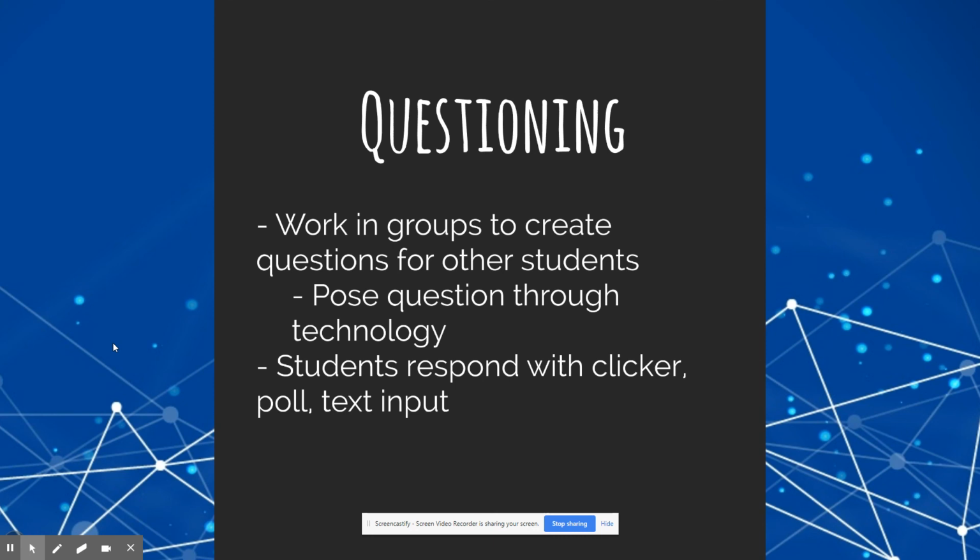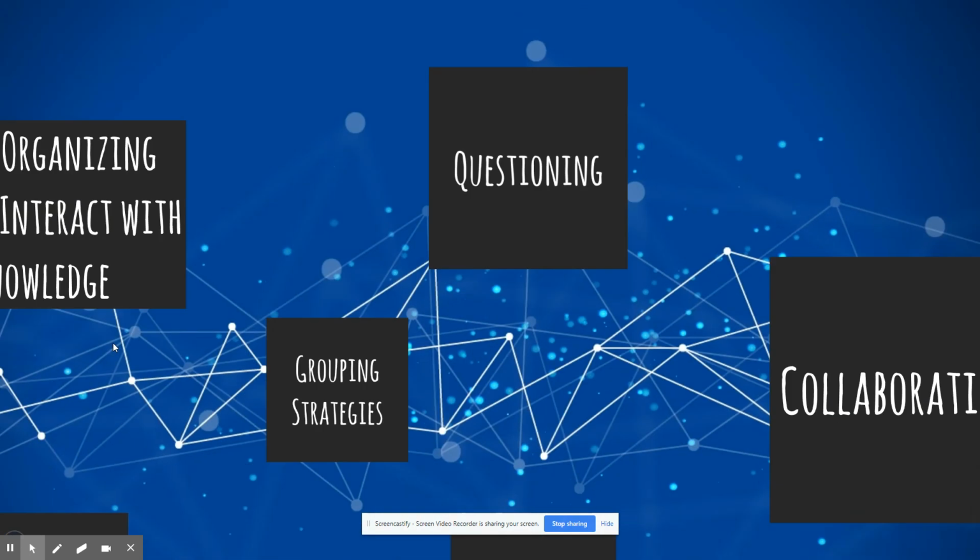And then the rest of the class can respond with a clicker or a poll if it was a Google form, or a text input if it was a Nearpod assignment, or whatever other strategy the students decided to come up with.